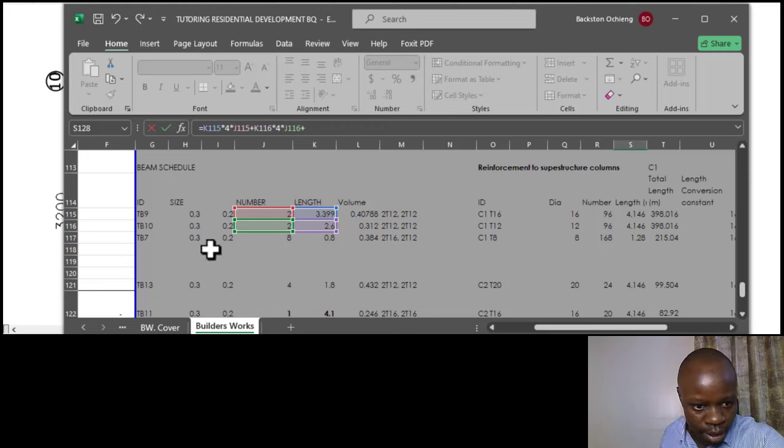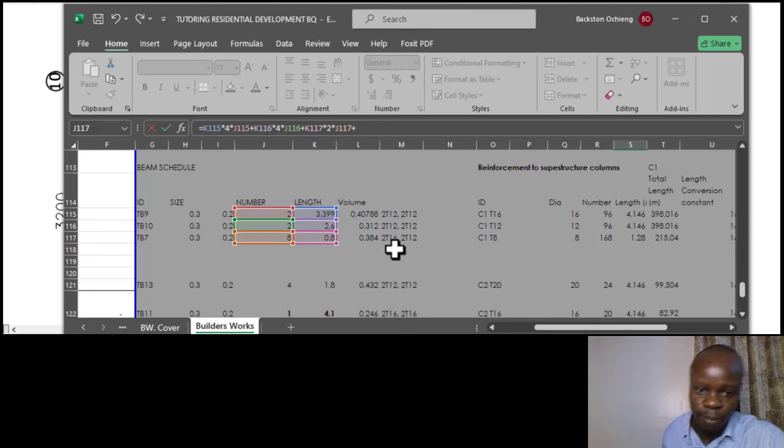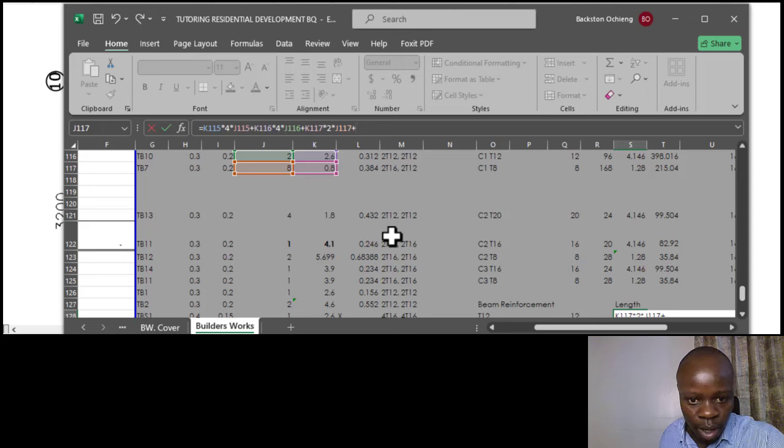In this case TB7, we have got 2 T16 and 2 T16, so the length is 0.8 times how many bars do we have? We only have 2 of T12, so multiply by 2, and then you multiply by the number of those beams, plus go to the next.